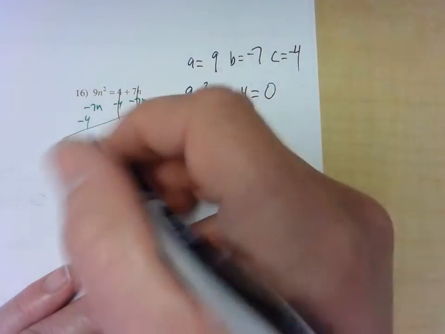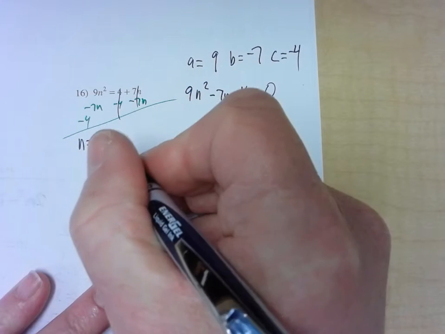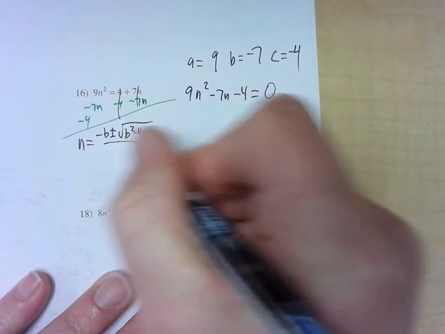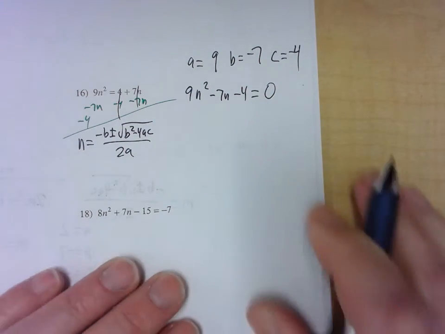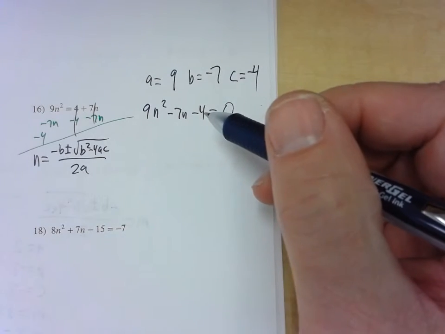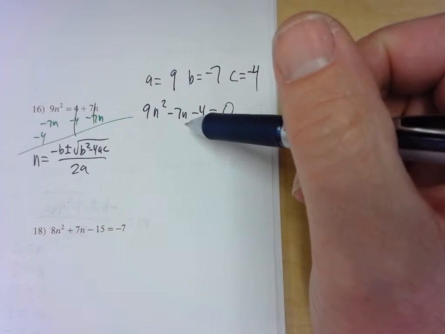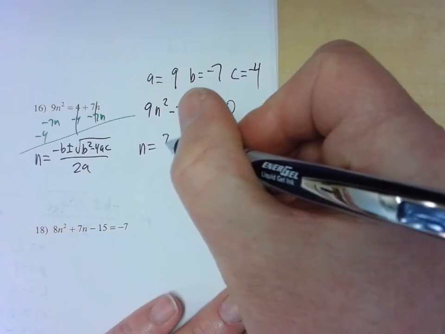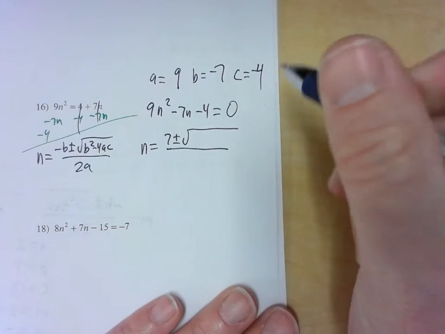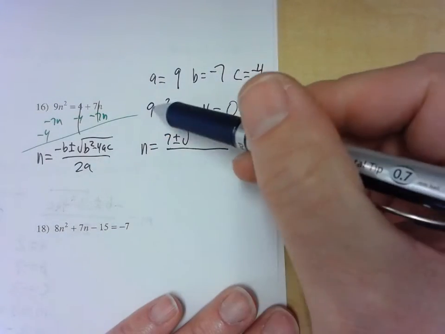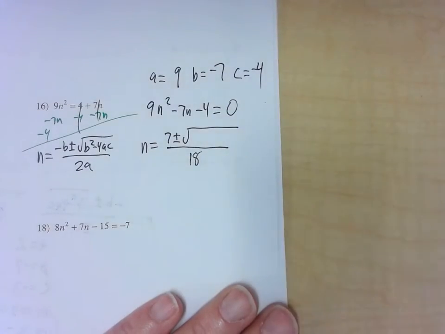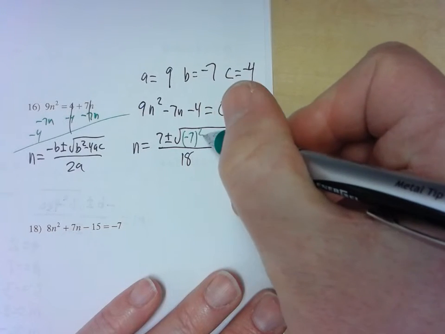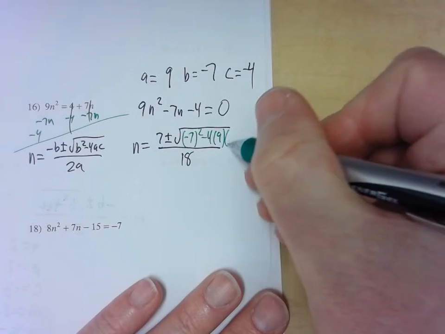So here we go. I'll put the quadratic formula over here. So n is equal to -b plus or minus the square root of b squared minus 4ac all over 2a. And you'll accidentally memorize that formula if you do these problems. Double negative again, so n is equal to 7 plus or minus the square root, over 2a. 2 times a is 9, so it'll be 18 on the bottom. And then b squared would be -7 squared minus 4 times a, which is 9, times c, which is -4.